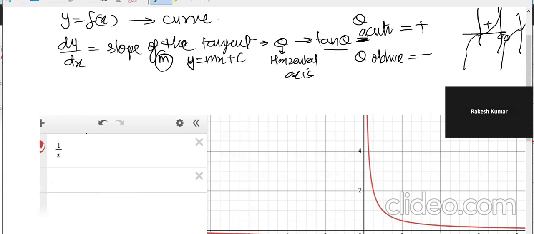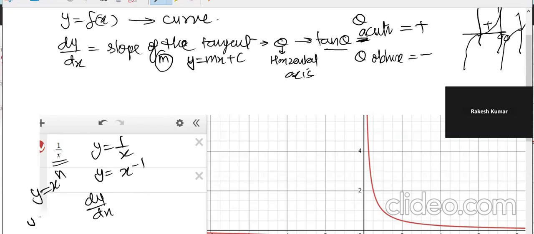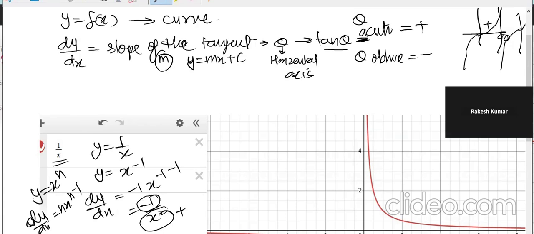Now here, y is equal to 1 by x. So y is equal to x raised to power minus 1. If I do dy by dx, I follow the rule that if y is equal to x^n, dy by dx is equal to n x^(n minus 1). So this will become minus 1 times x^(minus 1 minus 1). That's minus 1 over x square. This is positive. This is negative. So here dy by dx is always negative.